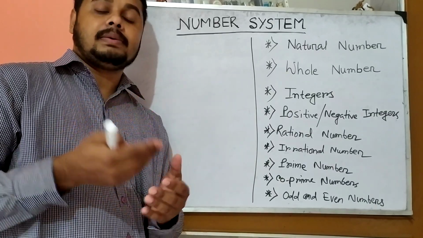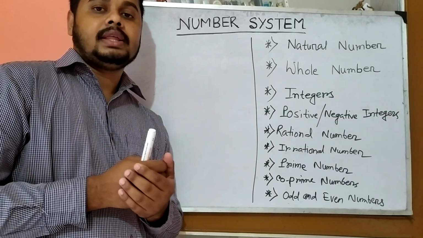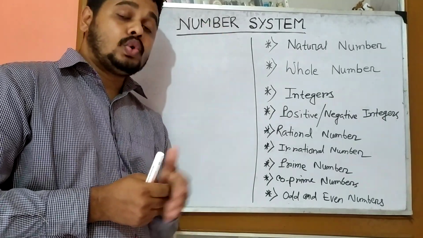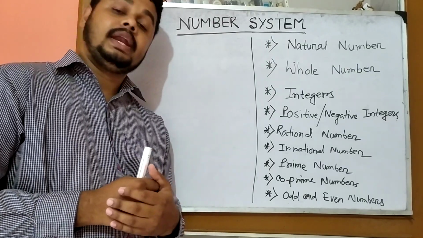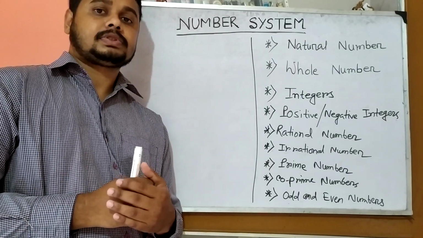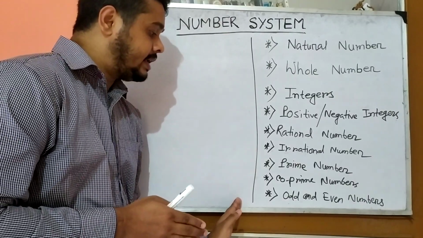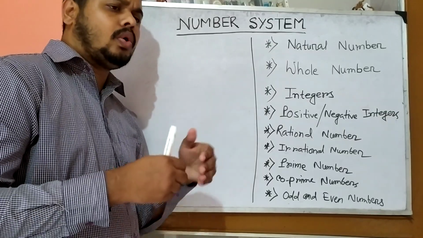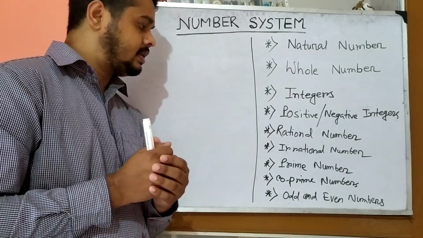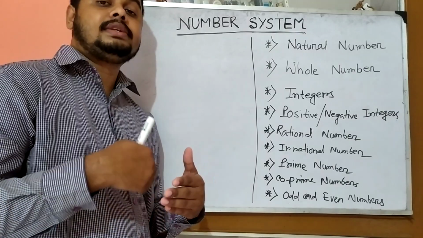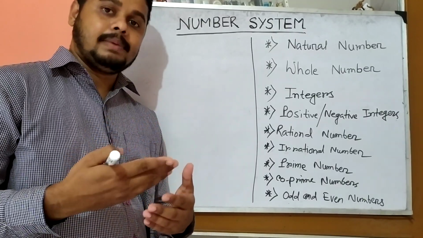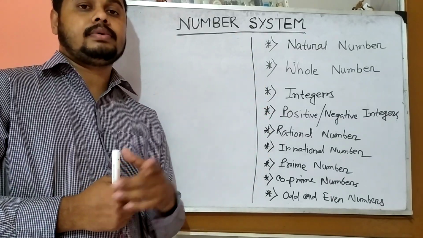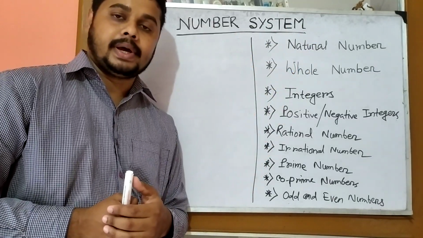Before discussing the number system, the word number naturally comes up, so we have to know about the different types of numbers. Clear? I have mentioned a few numbers here that I think you know a little bit about, but today we are going to discuss them a little more, with examples also. Let's start. Our first topic is natural number.